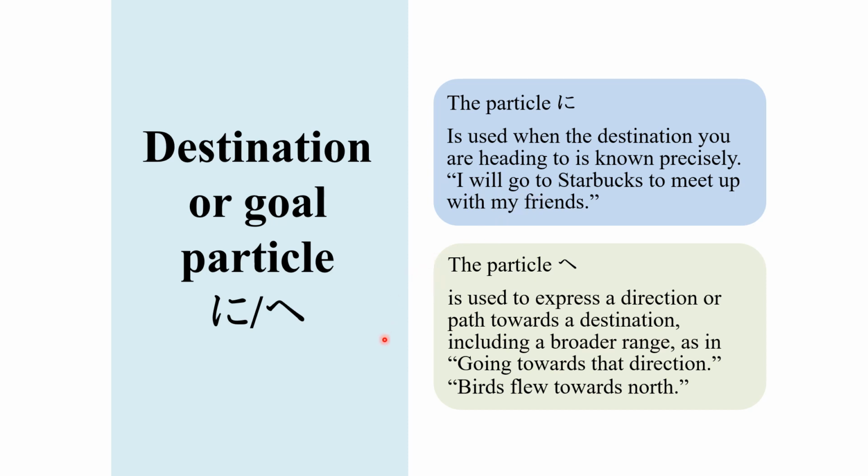On the other hand, e expresses a direction or path towards a destination, suggesting a more general direction rather than the precise endpoint. It implies movement towards an area or in the direction of something, like in birds flew towards the north, where e indicates a general direction rather than a specific destination.